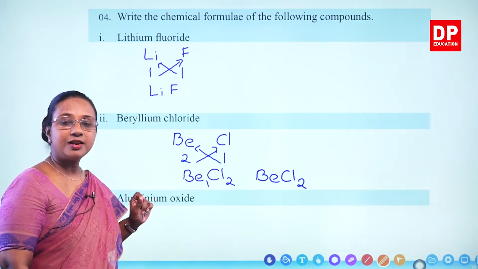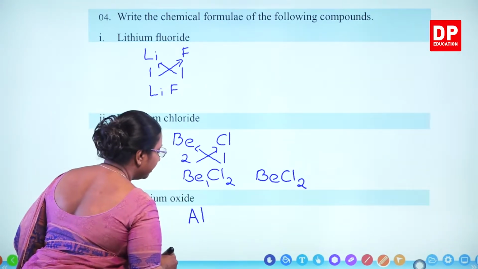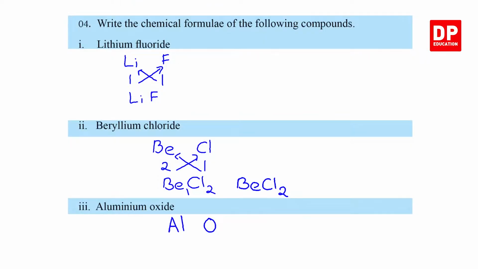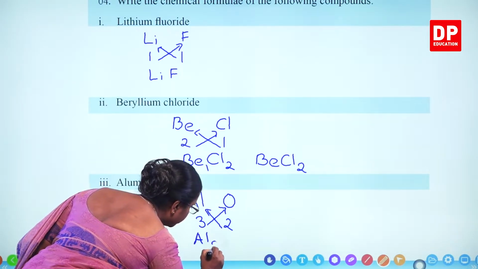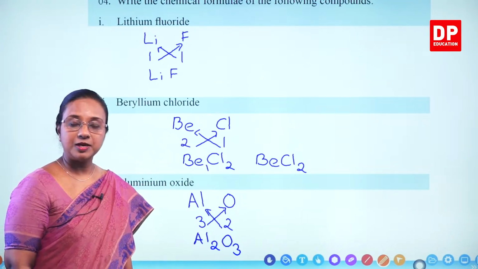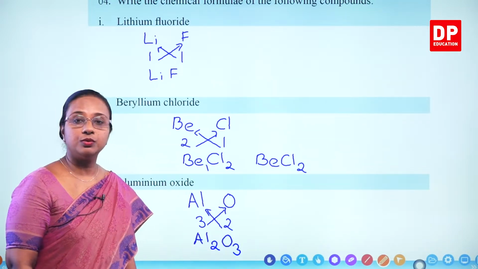Then we have aluminium oxide. You have done this already. The symbol for aluminium is Al. Oxide is oxygen. And the valencies you have written are 3 and 2. And when we exchange the valencies, Al2 and O3, I will write the formula here. Al2O3. That is the chemical formula of aluminium oxide.